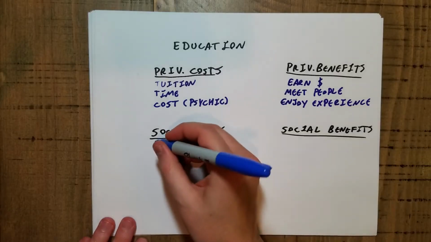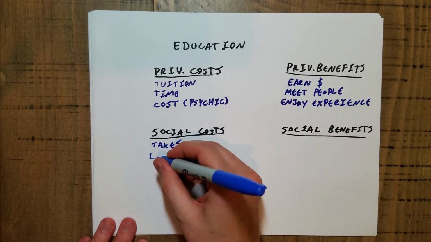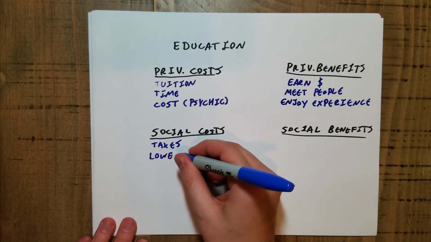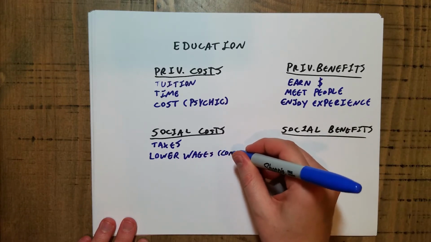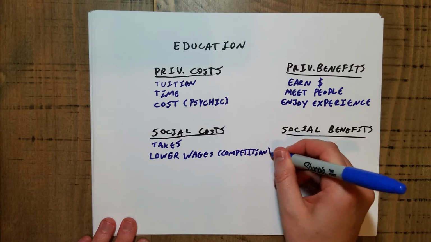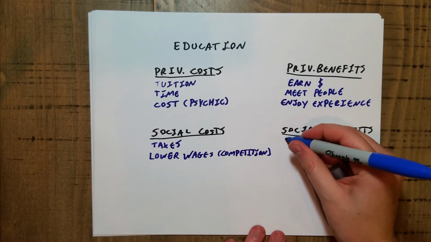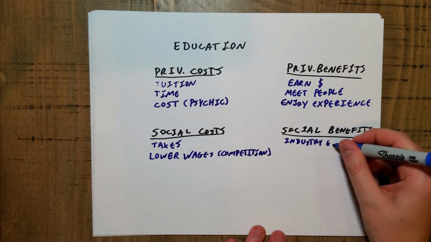Okay. What about the social cost and social benefit? What cost does you going to an education impose on other people who had nothing to do with the decision? Well, people pay their taxes, of course, and so that pays to subsidize your education. So by going to get an education, you sort of impose those taxation costs on people. By getting an education, it might make it harder for people without one to get a job. So lower wages, perhaps, or competition. So those are some social costs.